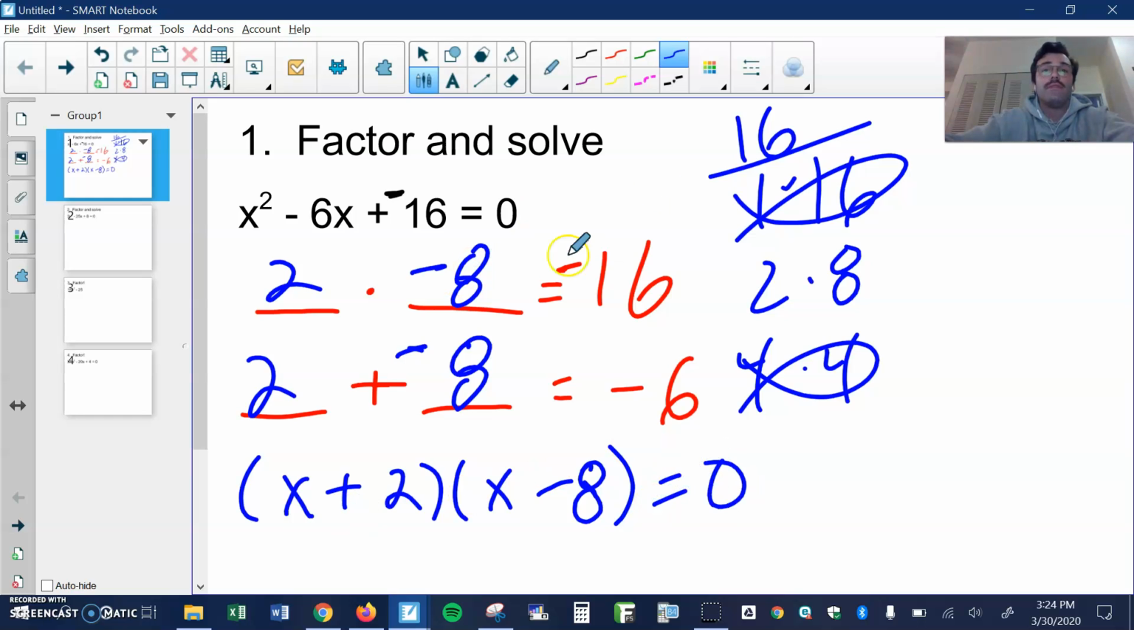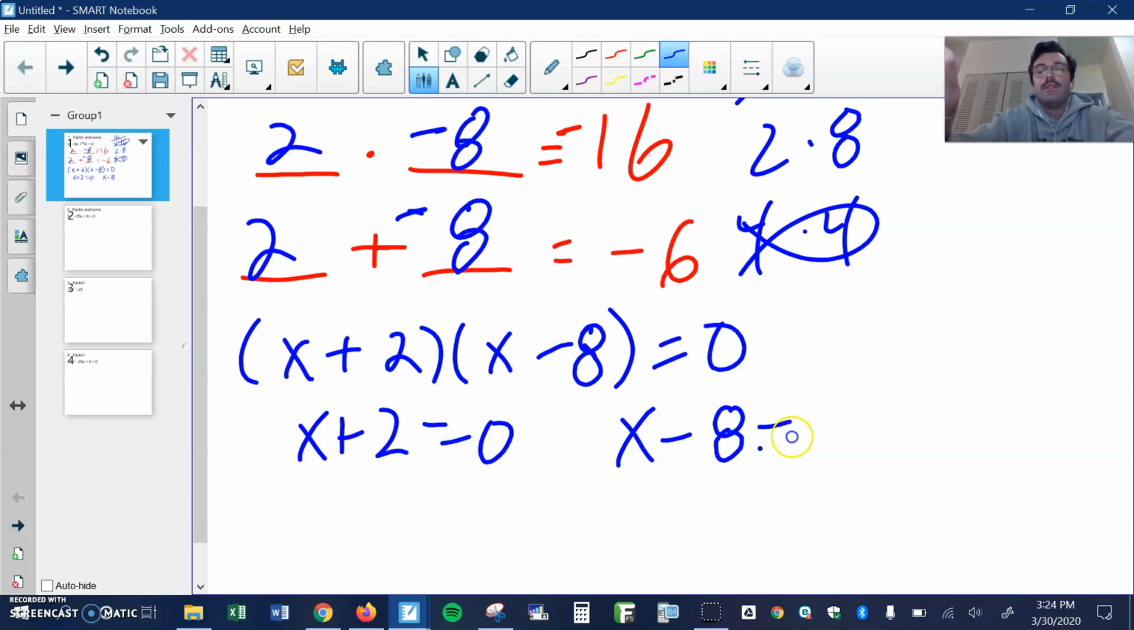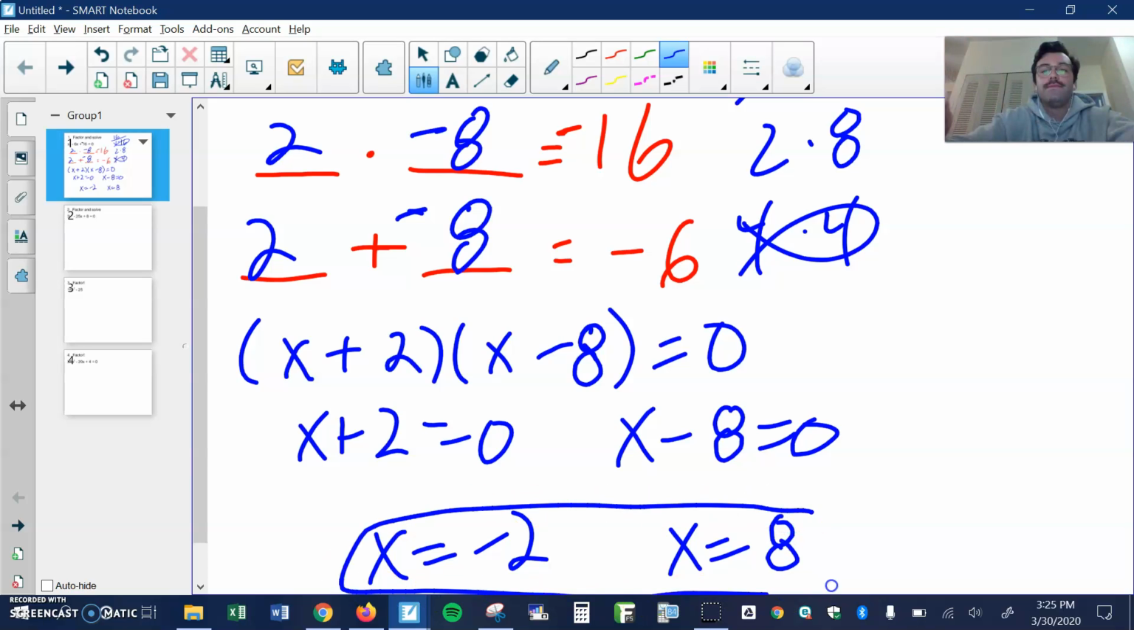But when we're solving, since this equals 0, I'm going to set each factor equal to 0. Some of you may do this in your head, and that's totally fine. I'm just going to write it out and solve. Here, if I subtract 2, x equals negative 2. And if I add 8, x should be 8. That was number 1. Wow, that was so much fun.